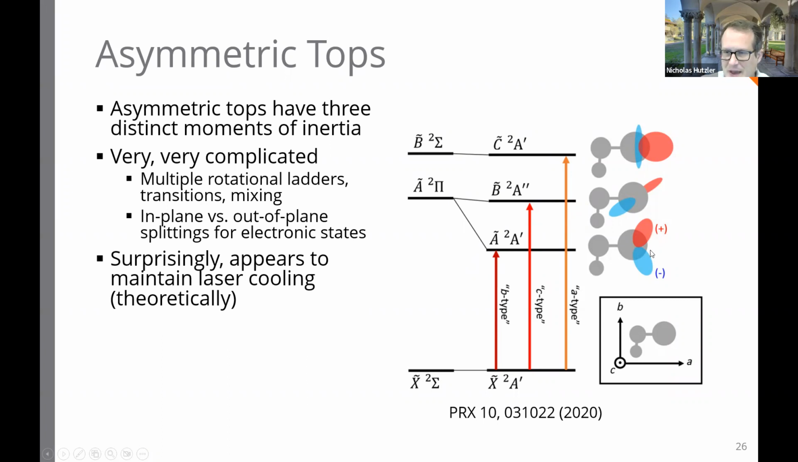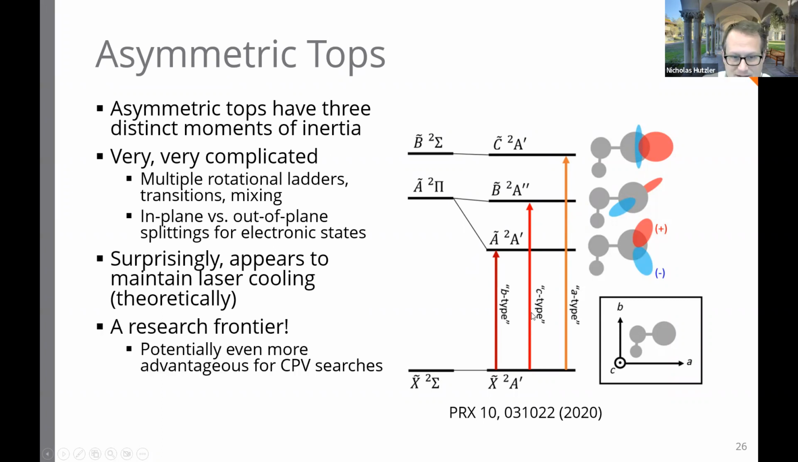Like this sort of metal localized bond decoupled from all this other stuff seems to hold. Nobody's laser cooled a molecule like this yet. But this is sort of a research frontier. These could be potentially even more advantageous for things like CP violation searches, just because they have more and different types of doublets that just might have better features for experiments. But this is something that people are kind of in the middle of thinking of.